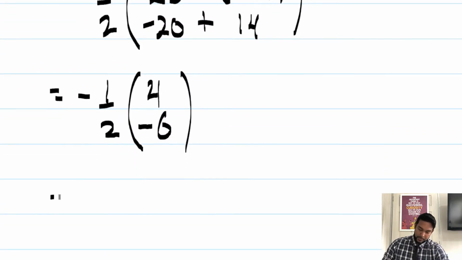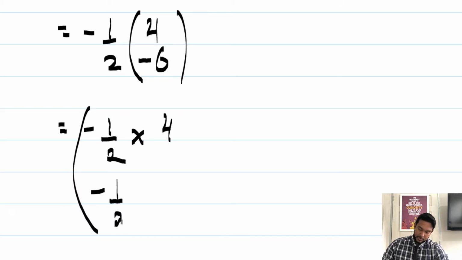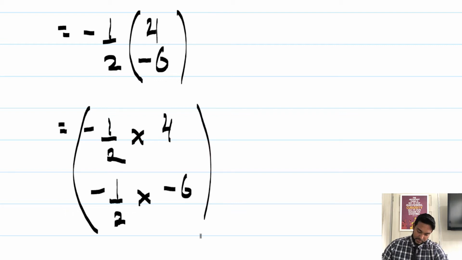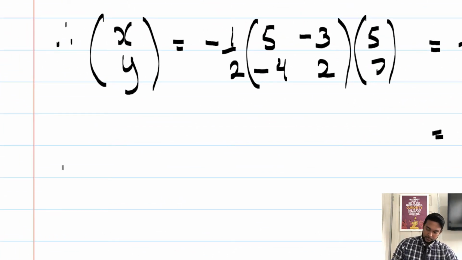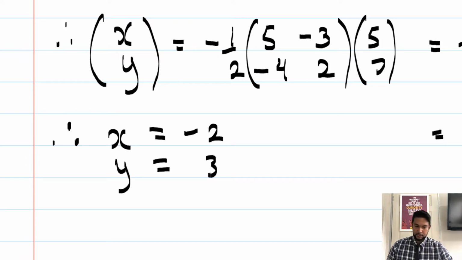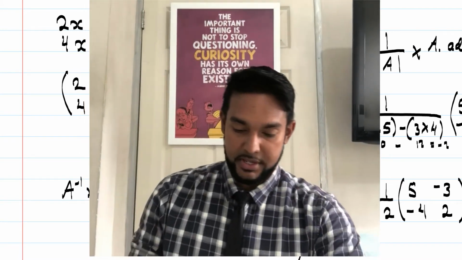Now we can multiply that minus a half by both terms on the inside of the matrix. So minus a half by 4 and minus a half by minus 6. Minus a half by 4 will give us minus 2. Minus a half by minus 6 is positive 3. Therefore, the value of x is equal to minus 2, and the value of y is equal to 3.